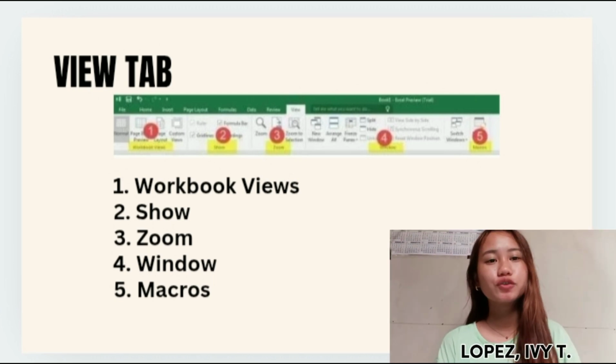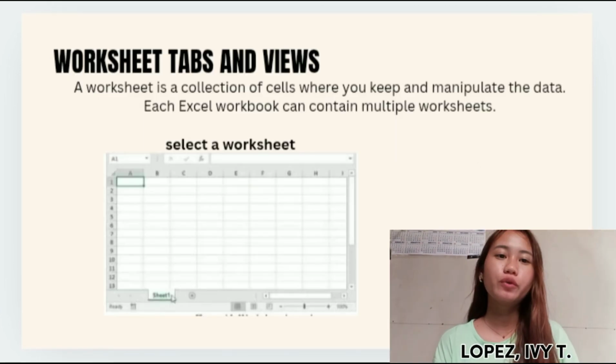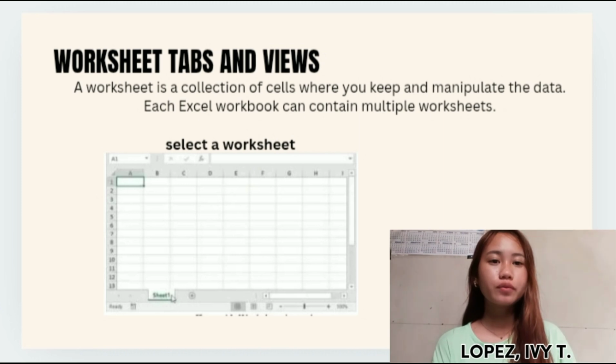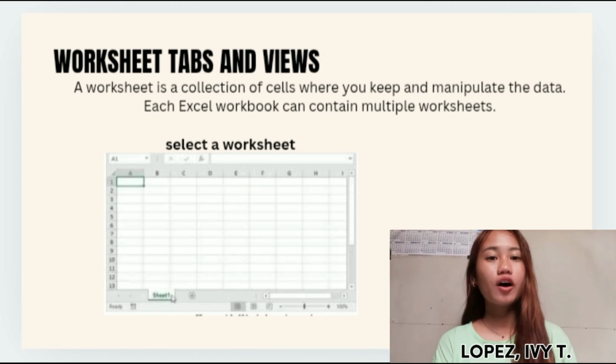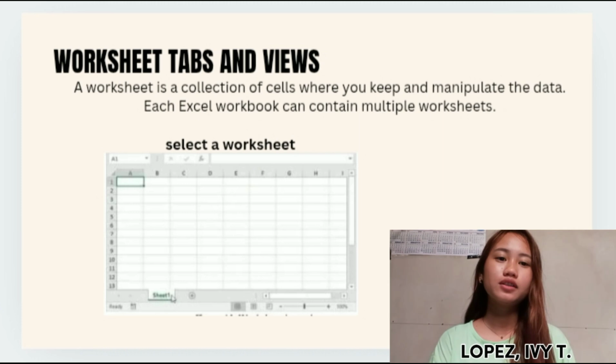So let's move on to the View tab and let's proceed to Worksheet tabs and views. A worksheet is a collection of cells where you can manipulate the data. Each Excel workbook can contain multiple worksheets. And how to select a worksheet. When you open an Excel workbook, Excel automatically selects Sheet 1 for you. Then the name of the worksheet appears on each sheet tab at the bottom of the document window.